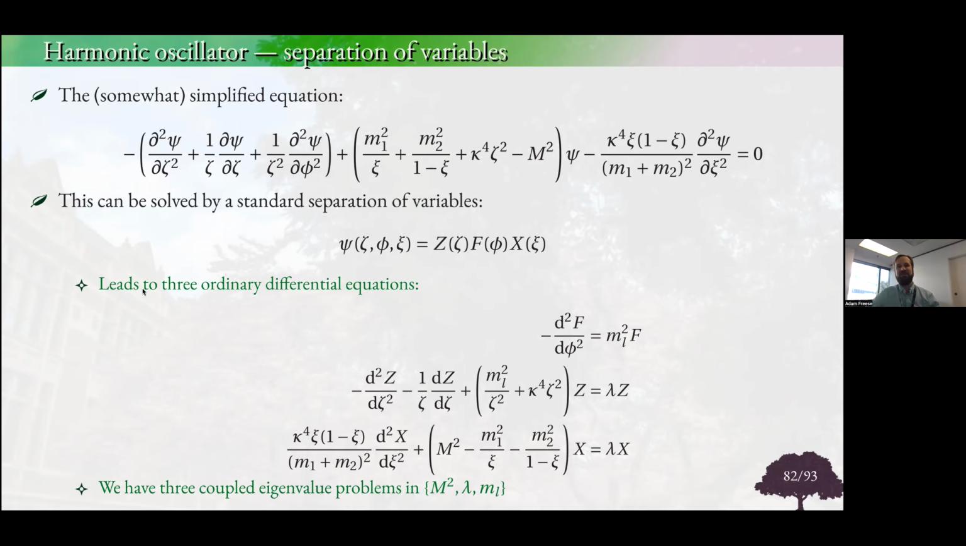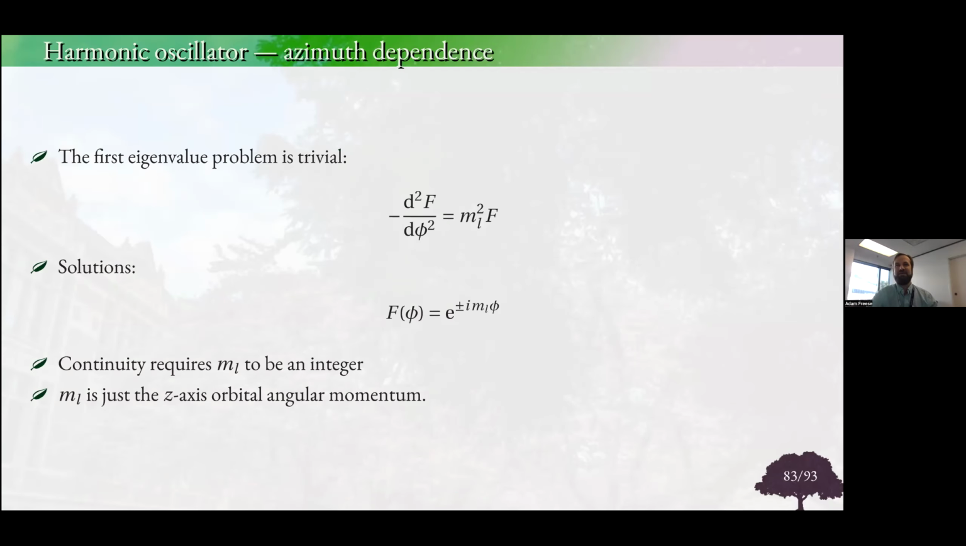And we end up having three coupled eigenvalue problems for the Hamiltonian, for something I'm calling lambda, just kind of an auxiliary variable, and ML, which actually has a literal interpretation as the quantum number for the z projection of orbital angular momentum. The first eigenvalue problem is trivial. This is like simple stuff. It's just a complex exponential or a sinusoid. Continuity requires it to be an integer, and it's just the z-axis projection of the orbital angular momentum. That's simple enough.